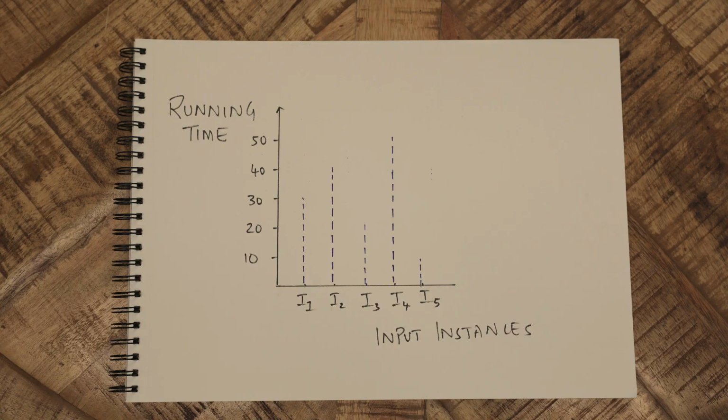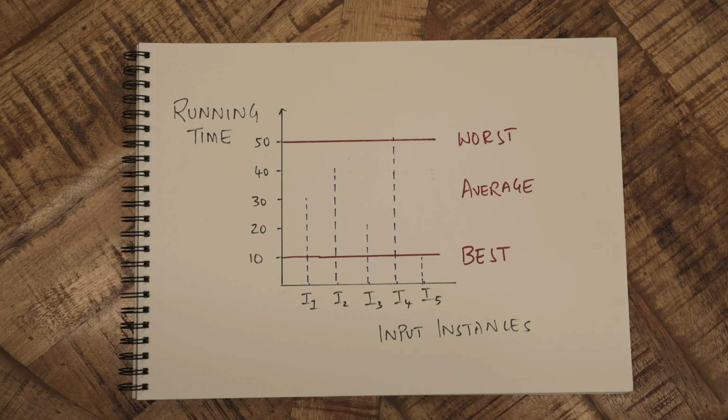Then that algorithm is subjected to different types of input instances: I1, I2, I3, I4, I5, where I1 is just input instance 1. And we run this algorithm on these input instances and we see how much time the algorithm actually takes to execute. Then we plot the runtime versus these 5 different input instances and we highlight the best case, the worst case, and the average cases.